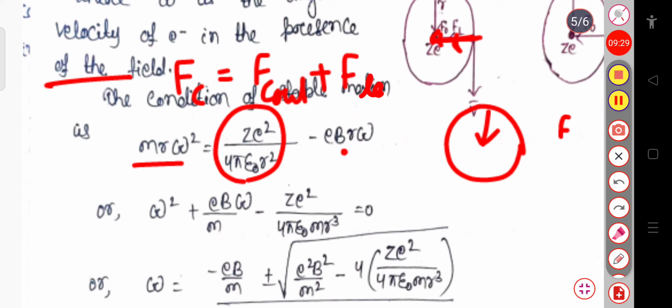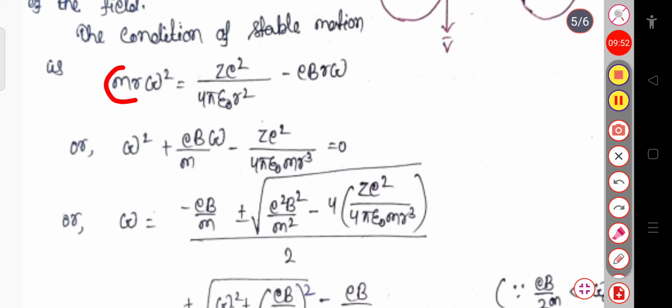Now if I solve this equation, let me divide by the m r term. So this will be Z square divided by 4 pi epsilon naught m r cube, and this will be e B r omega divided by m r. So r gets cancelled, and this will be e B omega by m. Now if I take this total expression to the left hand side, the negative sign becomes positive, and the positive sign becomes negative, and that is equal to 0.